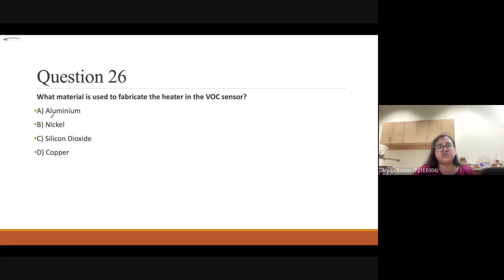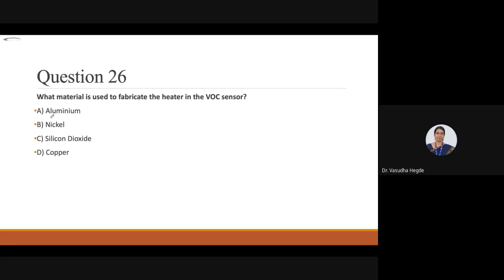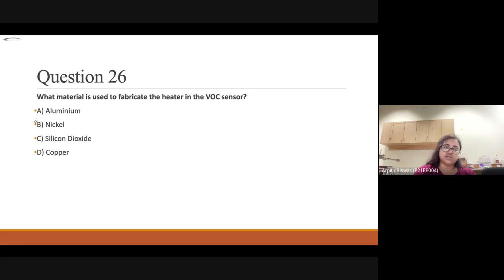So this is question number 26. What material is used to fabricate the heater in the VOC sensor? First is aluminum, second nickel, third silicon dioxide, and fourth copper. It is nickel. Yes, it is nickel. Good.